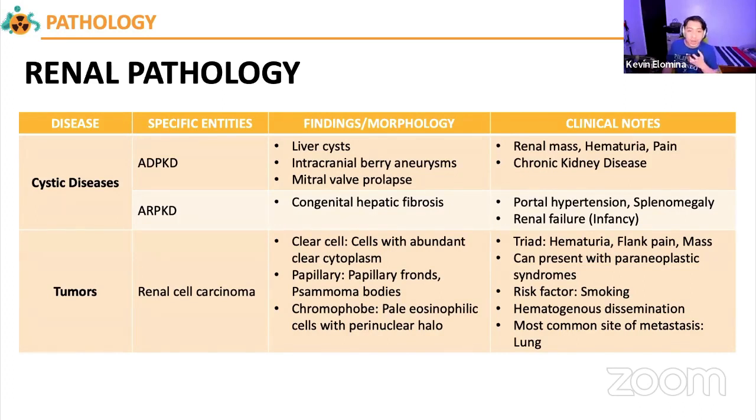So usually you have a renal mass, a flank mass, flank pain, and then hematuria. And then remember that the most important risk factor is your smoking. Remember also that this is a cancer that can hematogenously disseminate because it's a very, very vascular organ, and it has direct access to your caval circulation.